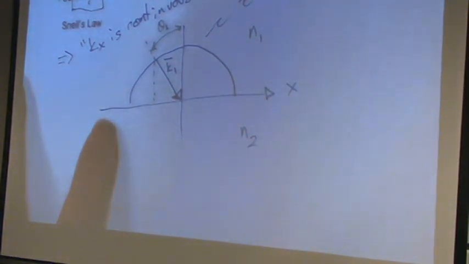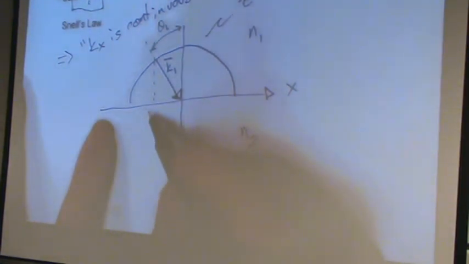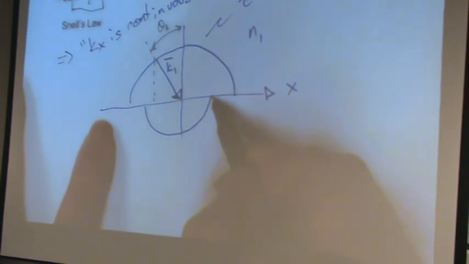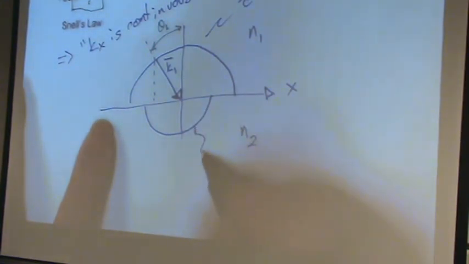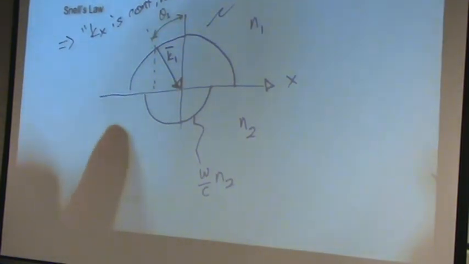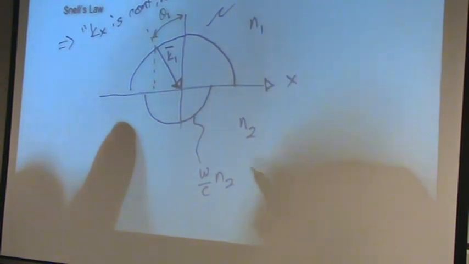and then down here I have some other index. Let's say it's such that this k vector can be this big, omega divided by c times n2. So I've drawn that radius of that circle smaller, so I'm drawing this for n2 smaller than n1.